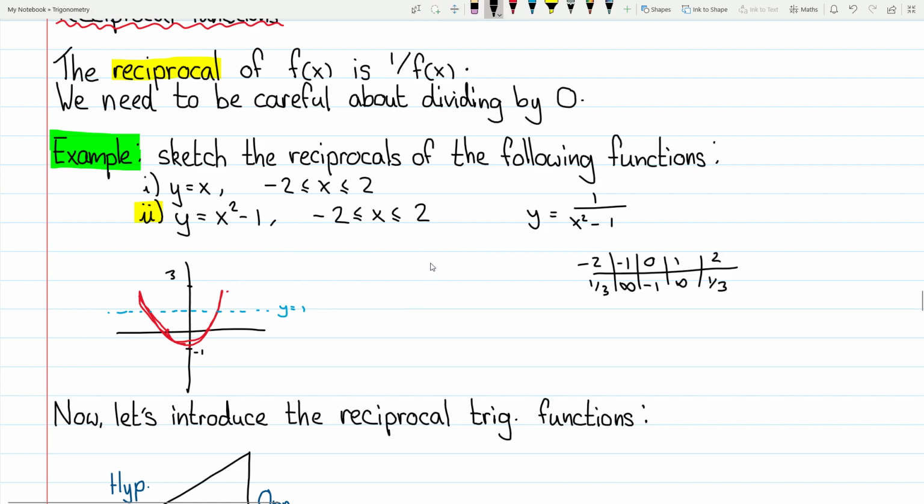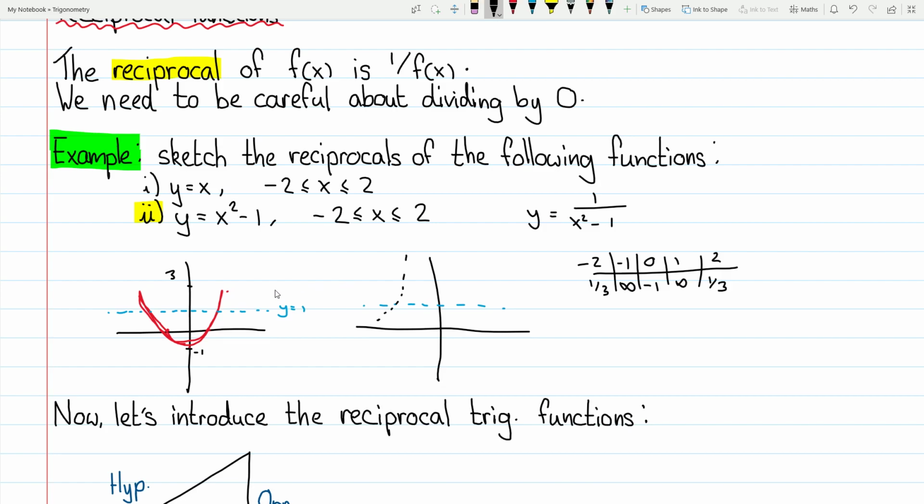But now let's look at the graph. So we can plot these points. And at negative 2, we can get like a third. And then as we get towards 0, we're getting larger and larger and larger. But let's look at the graph.